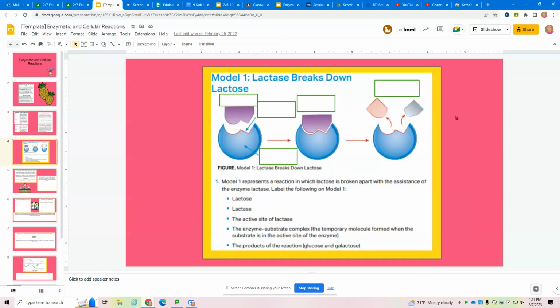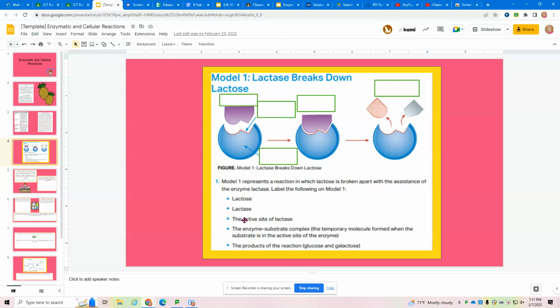Then we have a model. So, we're going to identify the different parts. The first thing we need to look at is lactose. Lactose is going to be the molecule in milk that you are going to ingest. It's also going to be called the substrate. So it's going to be this purple thing right here. It's going to be the lactose. It's what's going to be broken down. So you would type the word lactose here.